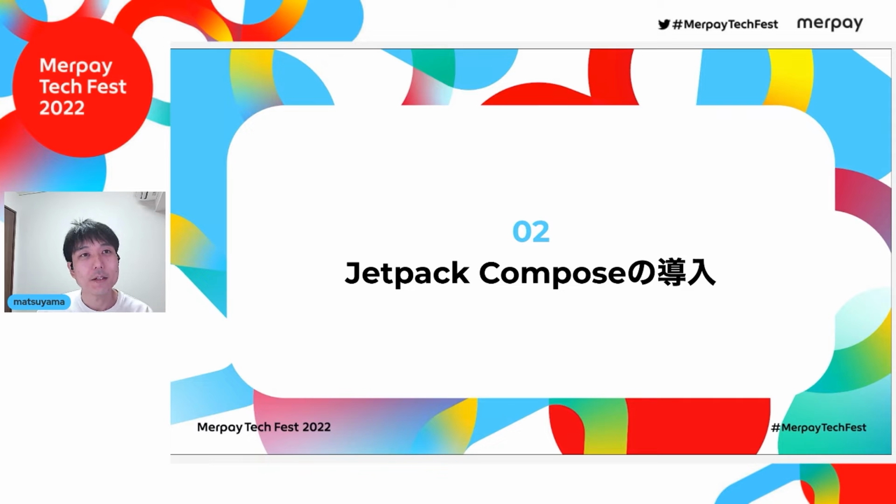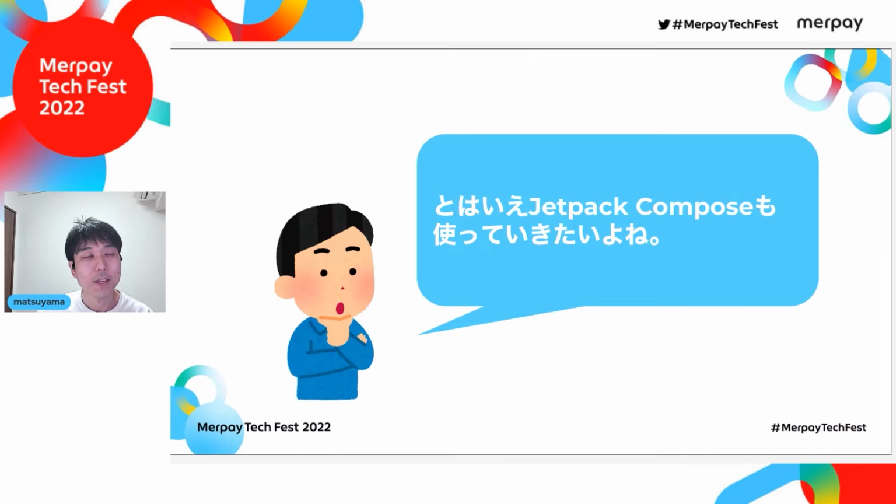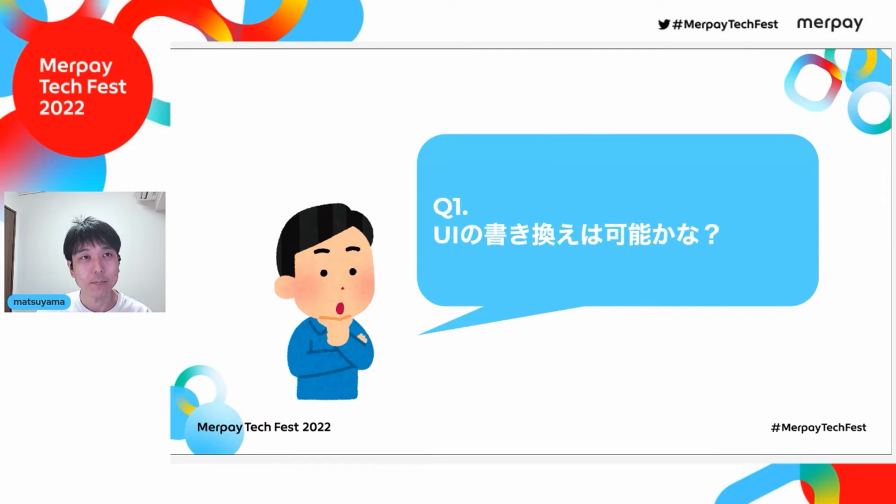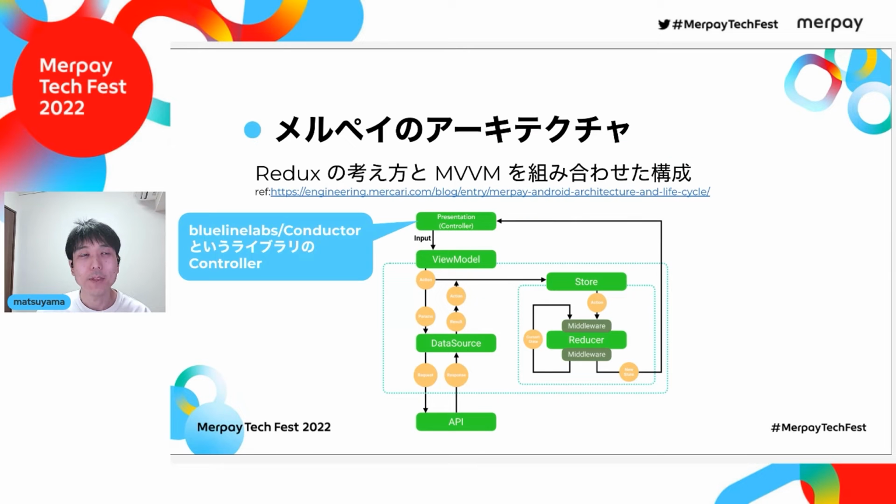The next step is to implement Jetpack Compose. We decided not to immediately rebuild the Merpay part of the site, but we did want to use Jetpack Compose in view of the current situation. First of all, Jetpack Compose is basically a mechanism for the UI part, so we started by checking whether it would be possible to replace only the UI part with Jetpack Compose.